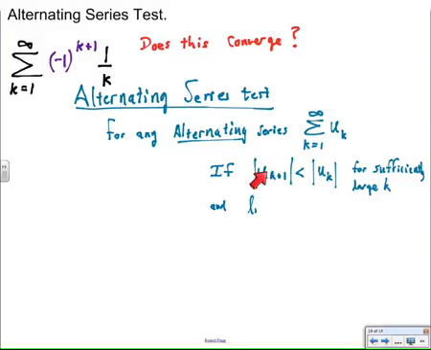Notice, by the way, the absolute values here. I'm not talking about whether they're positive or negative. We're just talking about the actual value of the terms. So basically what that means is that the absolute value of the terms in the sequence must decrease.